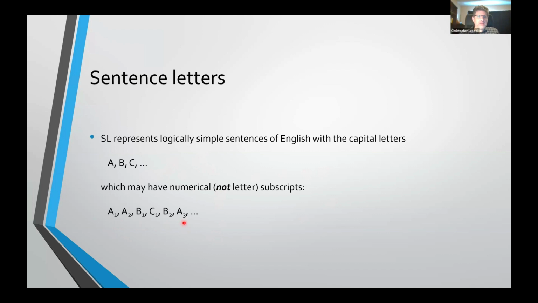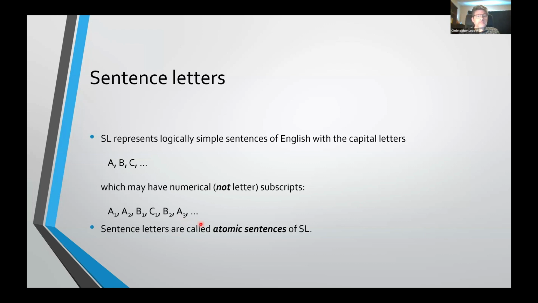The reason for that will become clear when we start talking about PL, because in PL you can have a capital letter that is followed by a small letter, and if you also have capital letters that have letter subscripts, it just gets confusing. So you can't have the latter case. The only thing that you can have for subscripts are numbers.